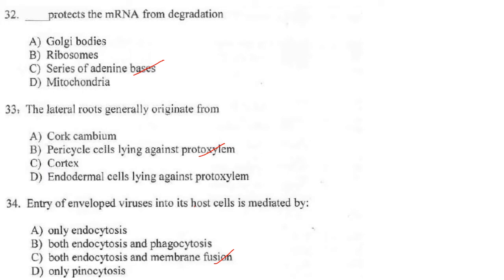Then dash protects mRNA from degradation. So a series of adenine bases, poly A tailing, out of these given options. So answer is option C. Then lateral roots originate from. So lateral roots, they originate from the pericycle cells lying against protoxylem. Answer is B. Then entry of enveloped viruses into its host cell is mediated by. So it is mediated by both endocytosis and membrane fusion. So answer is option C.